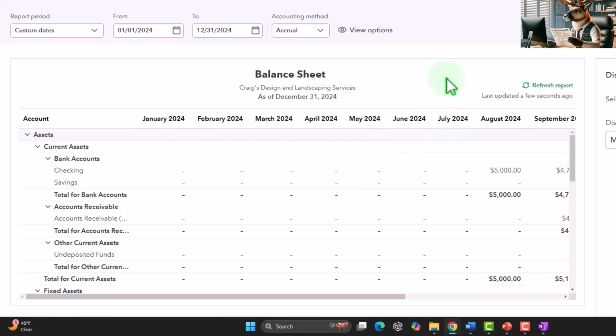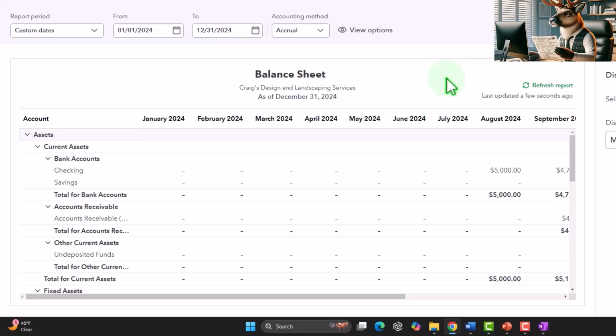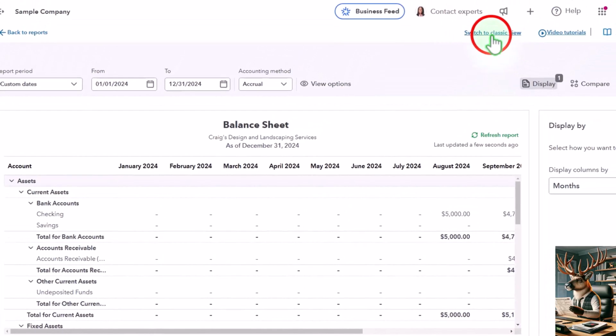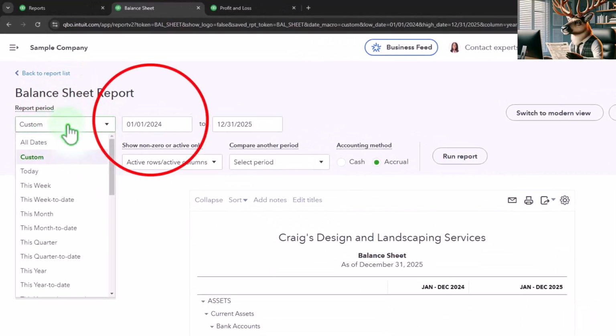Now, this is what I've been looking at, the classic view, because that's been the default, so they're still kind of testing this out. So we've been doing this. If I switch this back to the classic view, notice what we have here. You've got your custom.